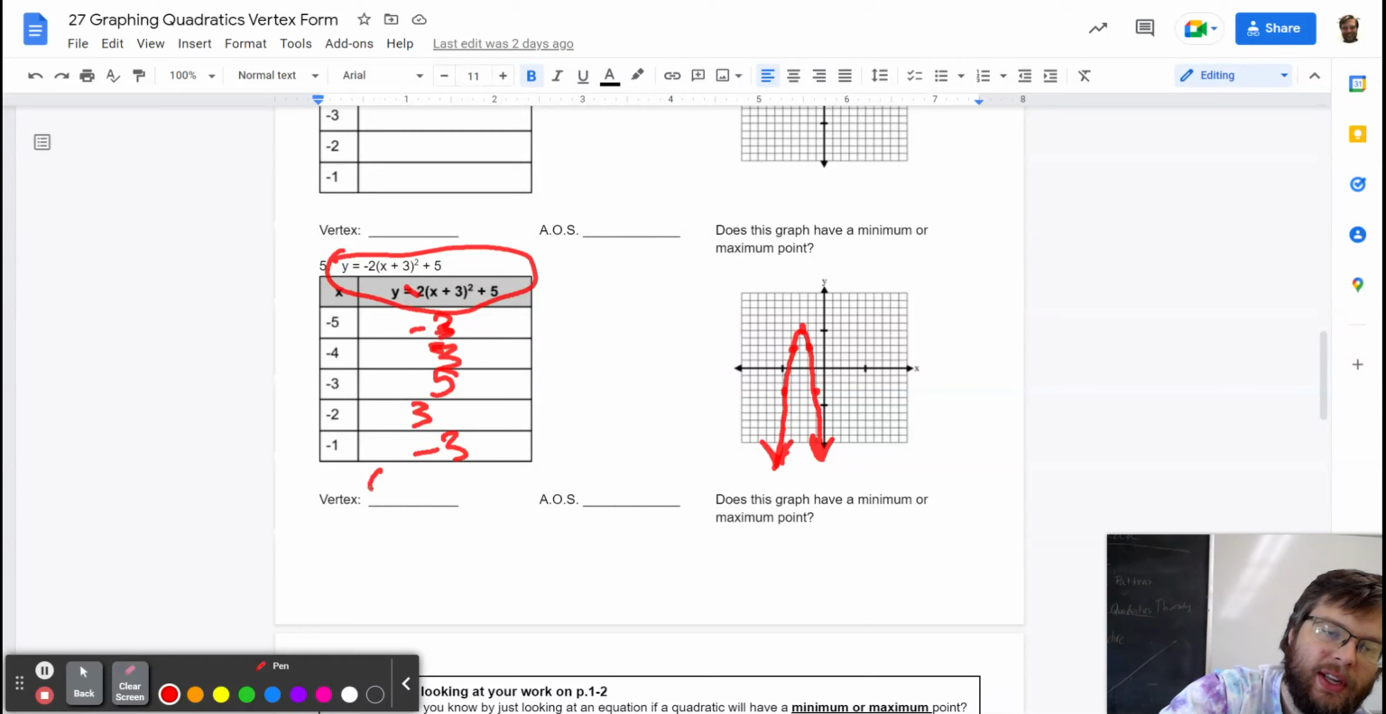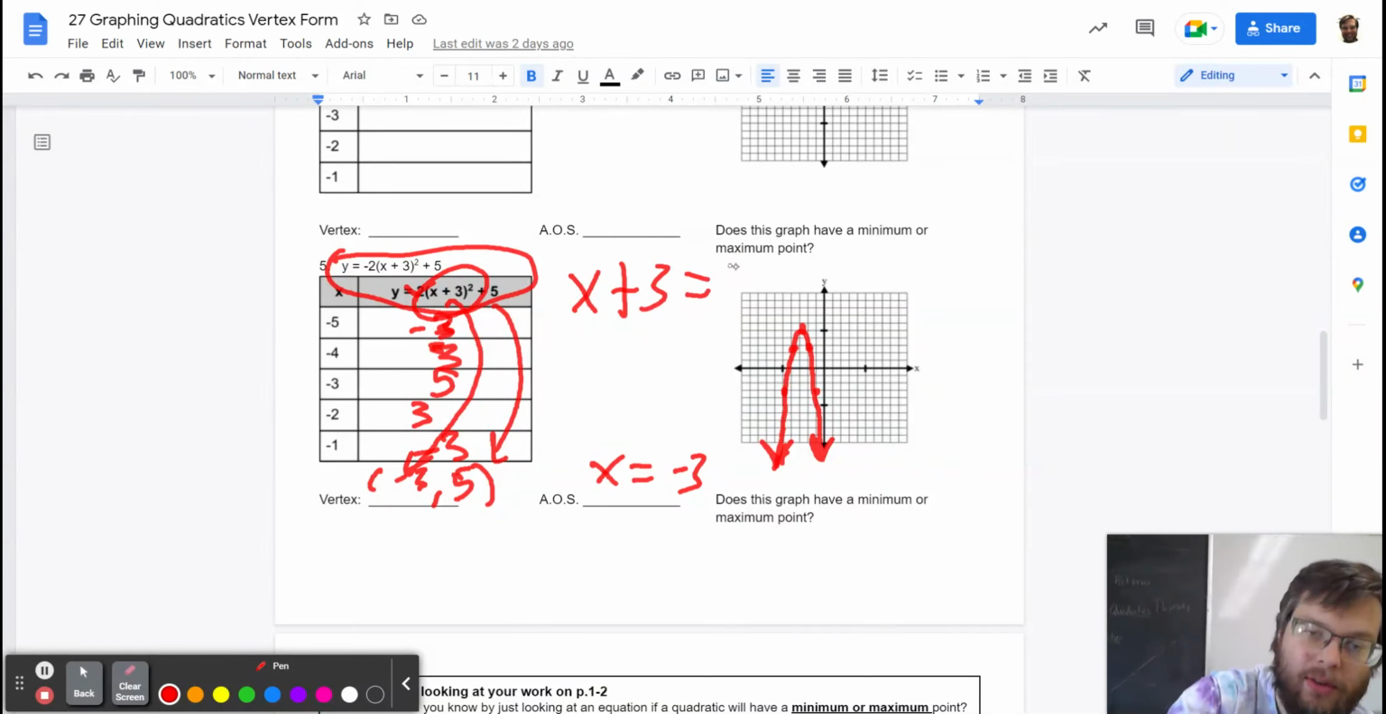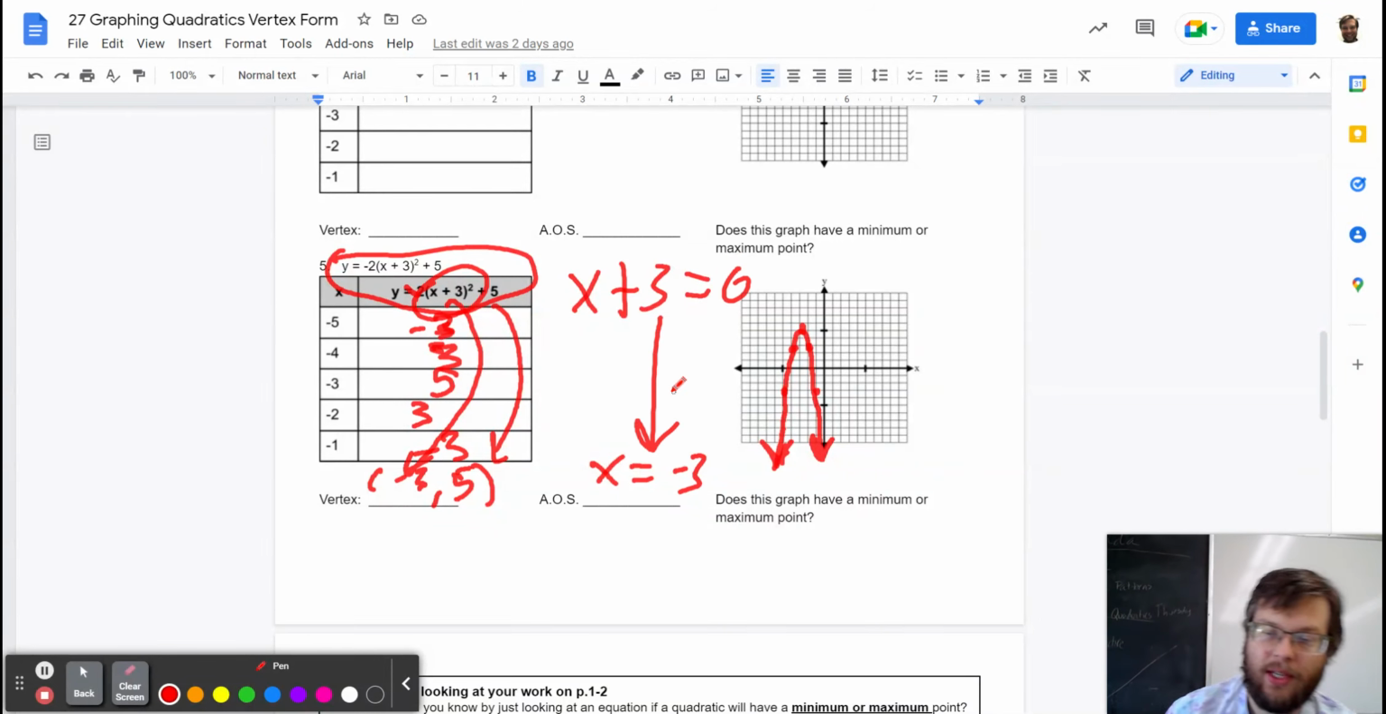The vertex is negative 3 comma 5, which of course you can predict and see just from the equation. There's the negative 3. There's the positive 5. The axis of symmetry is x equals negative 3. I'm going to clarify again. I just drew an arrow from something that said x plus 3, and I said the words, there's the negative 3. Because if x plus 3 equals 0, guess what? x equals negative 3. I'll say it one more time. 0 is the most important number, and the vertex is where the parentheses are equal to 0.